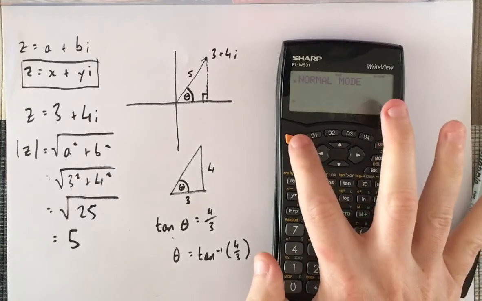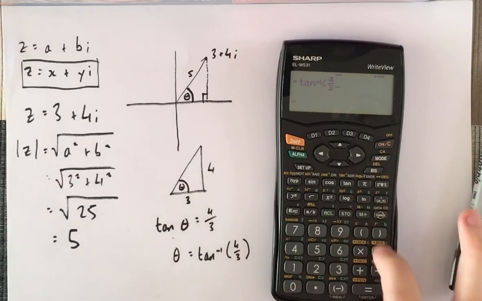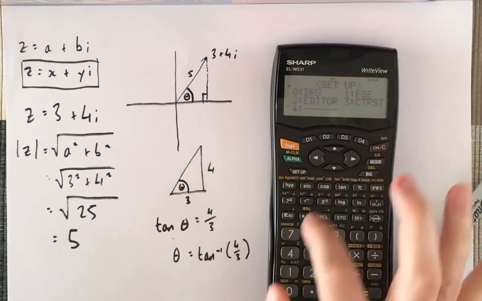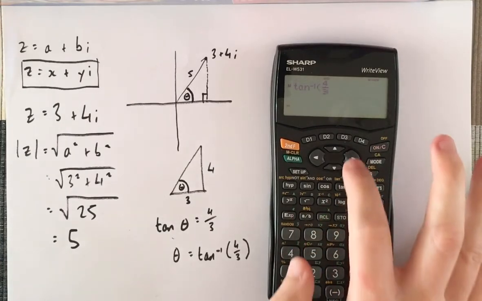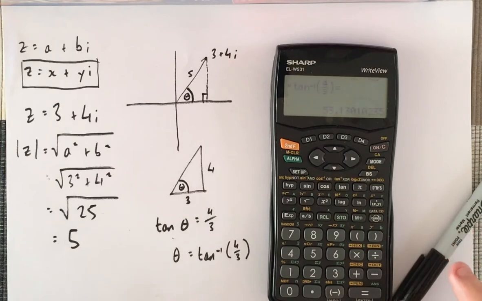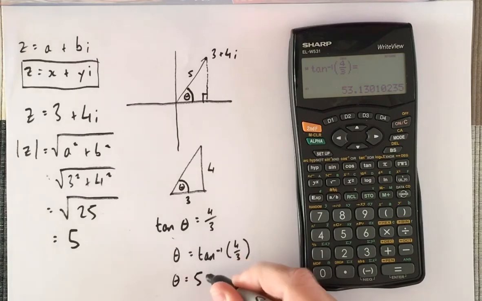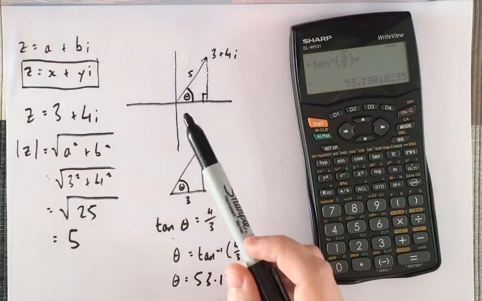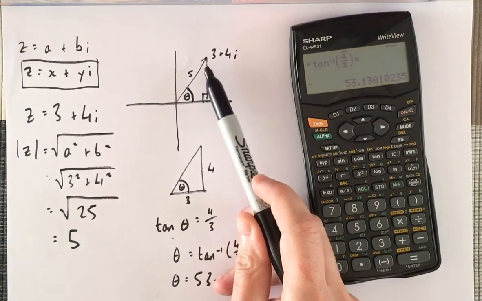The tan inverse of 4 over 3, this is in degrees mode, the tan inverse of 4 over 3 is 53.13 degrees. So that angle is 53.13 degrees. So another way of describing this complex number 3 plus 4i is 53.13 degrees up and 5 units directly out.